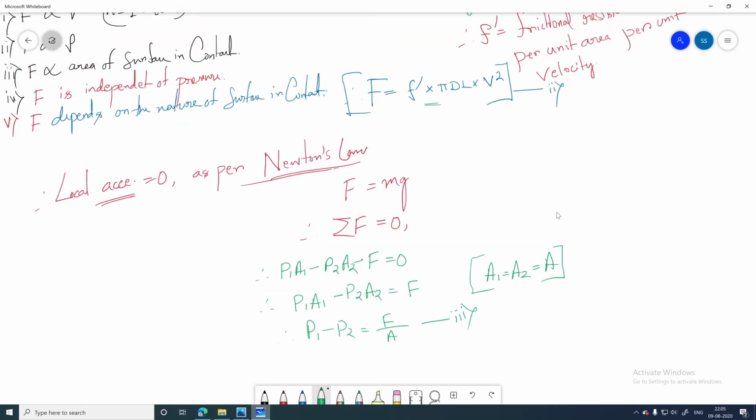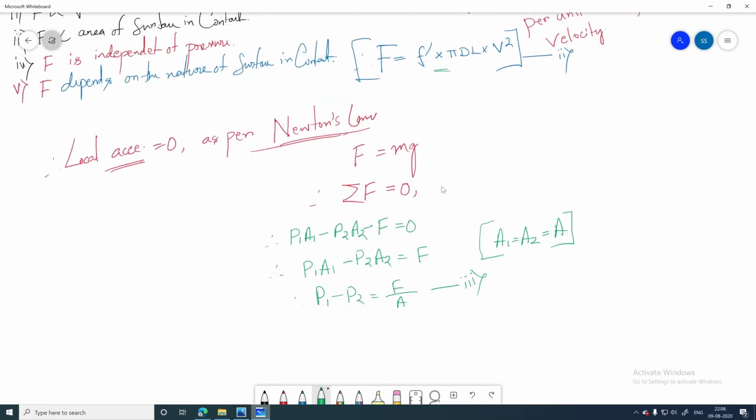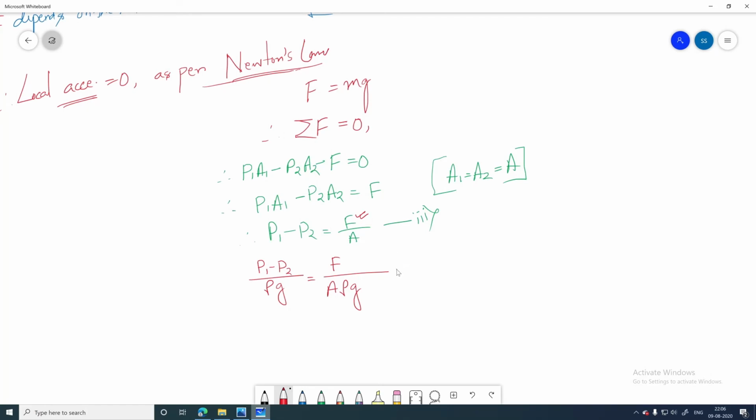So now from equation number 3 and equation number 1, here you can see, if we divide equation number 3 by rho g, we can get the value of HF. So let's divide. P1 minus P2 by rho g equals F by A rho g, and we also know the value of F. The value of F is nothing but this one, right? So let's put the value over here.